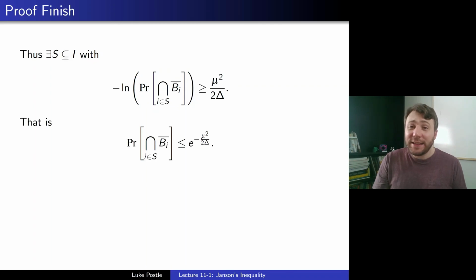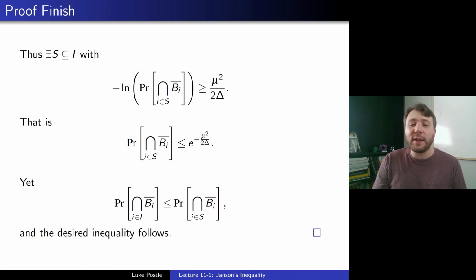And then, what does that mean? If we take this minus log and raise e to the negative of it, then we get that the probability that none of these Bi in S happen is at most e to the minus mu squared over 2 delta. And that's the term we wanted from our inequality. And now we're done because, well, what's the probability that none of the Bi happen? Certainly that's at most the probability that none of a subset happens. And so the desired inequality now follows.